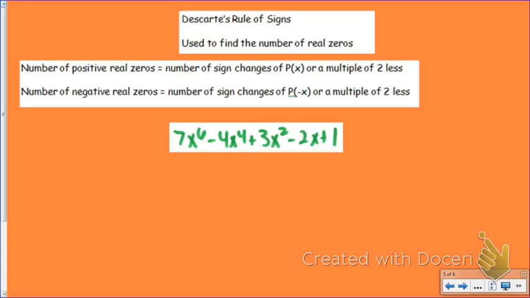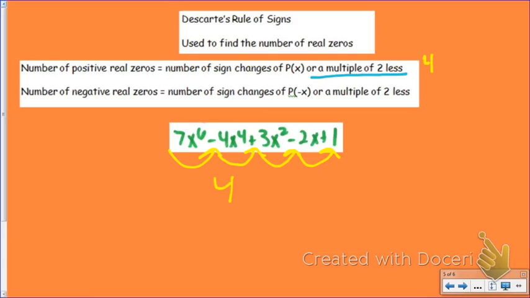If I look at this one, I go from a positive to a negative, that's 1 sign change. Negative to a positive, that's 2, that's 3, and that's 4. So there's 4 sign changes, which means there could be 4 positive real zeros. But then it has this other part thrown in here where it says it also can be a multiple of 2 less. So basically, once you find your number, you subtract 2 if you can.